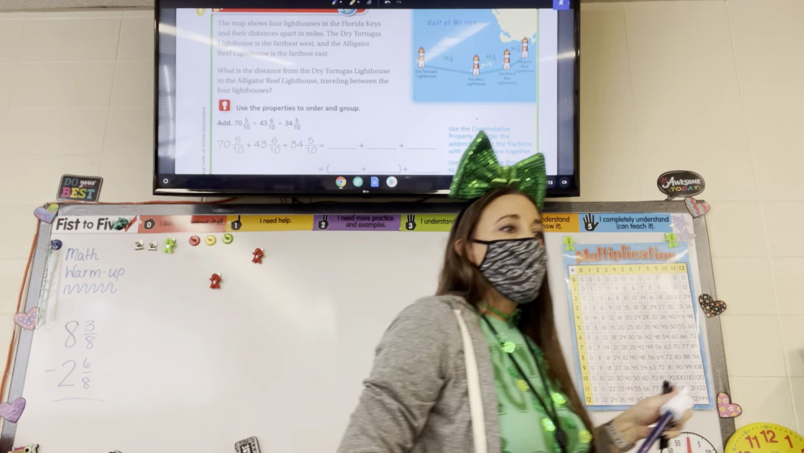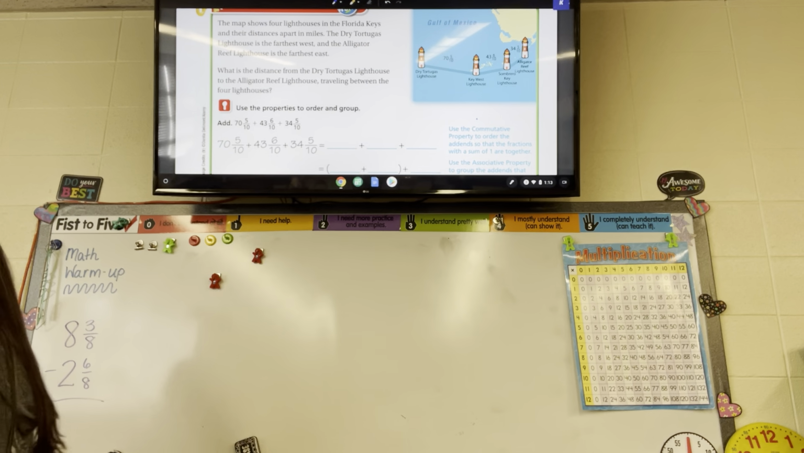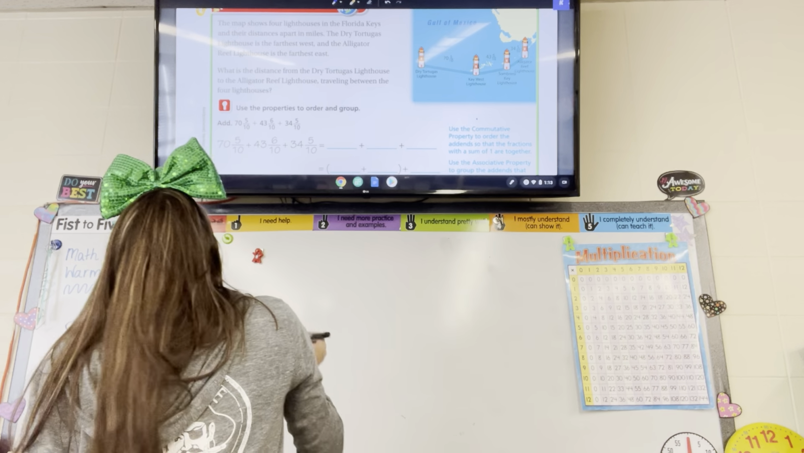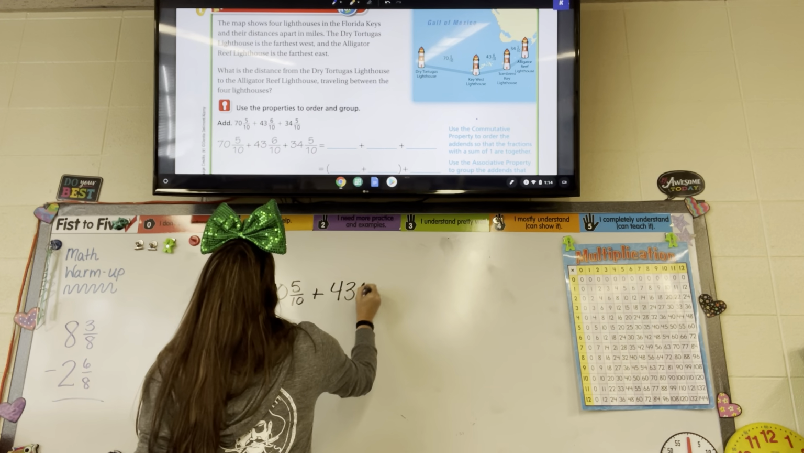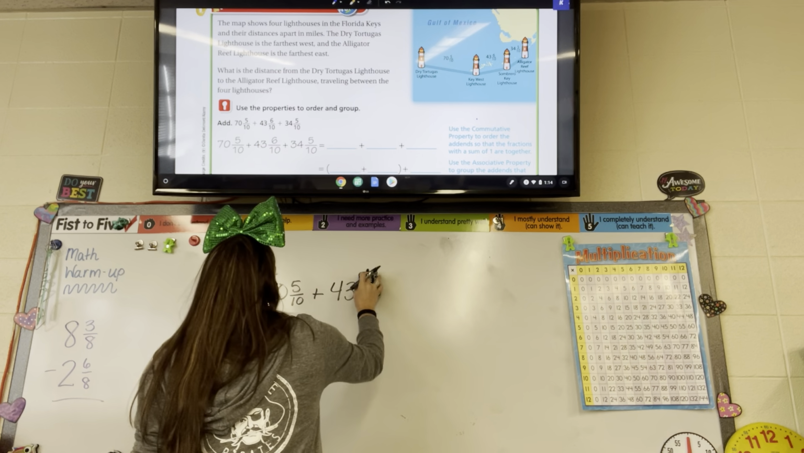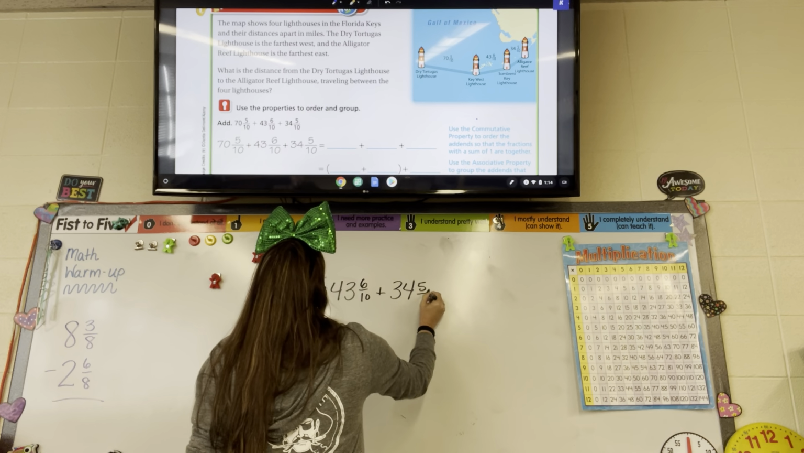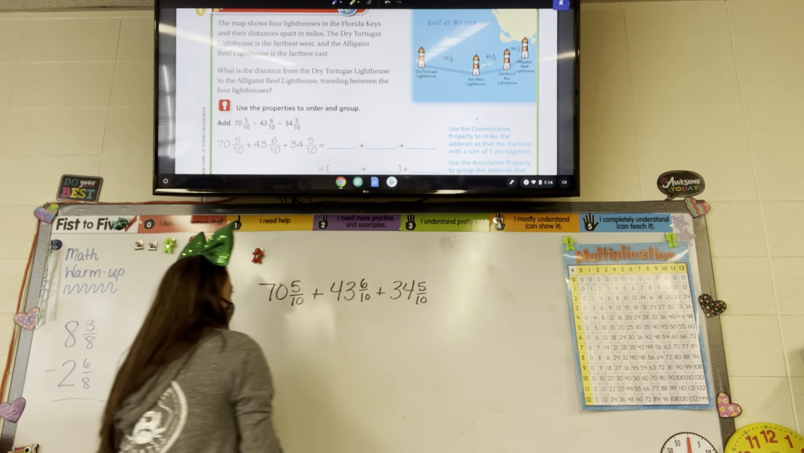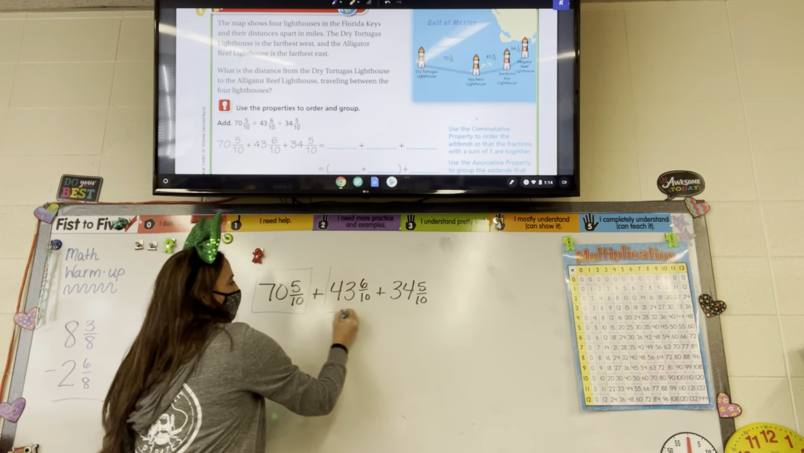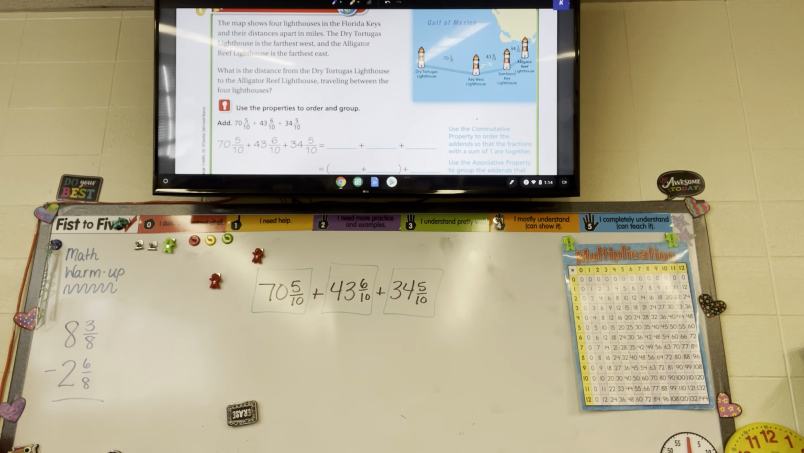But I'm going to show you how to add those 3 mixed numbers in your head. They look pretty big, don't they? 70 and 5/10 plus 6/10 plus 34 and 5/10. Now, each one of these is called an add-in, right? When we're adding numbers, each part is an add-in. So which two of those add-ins do you think we should add together first?